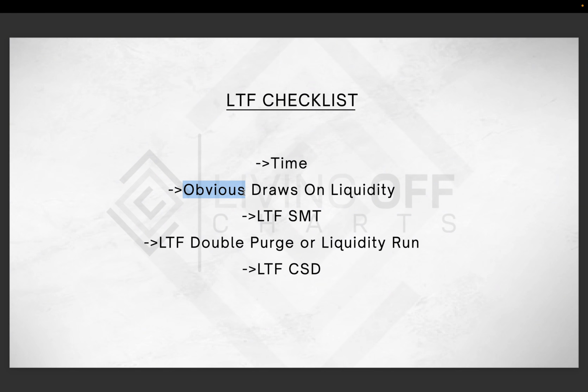So if you look at the chart on the lower time frame and you have to think about whether this is really a liquidity pool, is this really relative equal highs or lows, that's not obvious. I mean, it has to be so obvious that you don't second guess it. Immediately you see that liquidity pool and you're like, oh, okay, this is relative equal highs or lows. This is so obvious. The third is a lower time frame SMT. The fourth is going to be a lower time frame double purge and/or liquidity run, and a lower time frame change in the state of delivery.